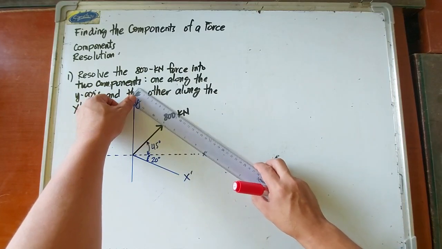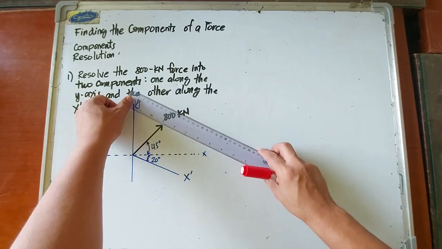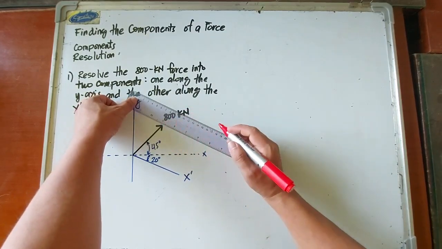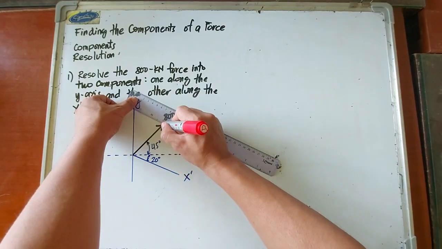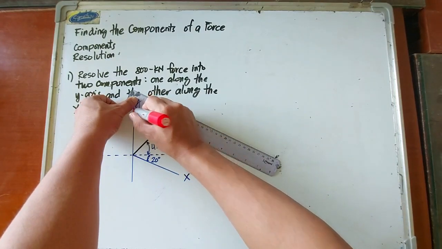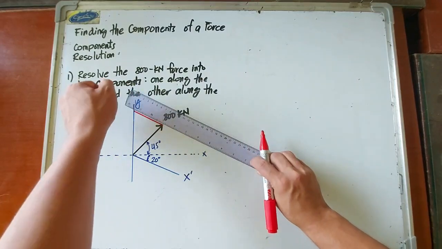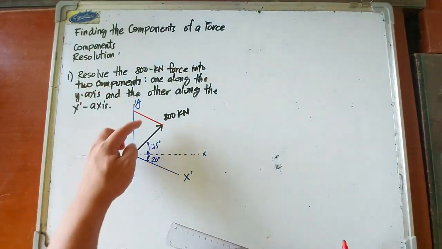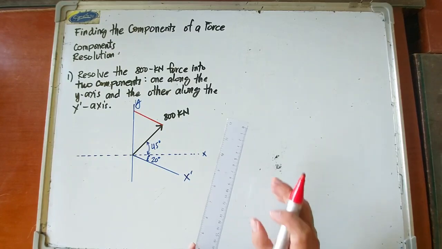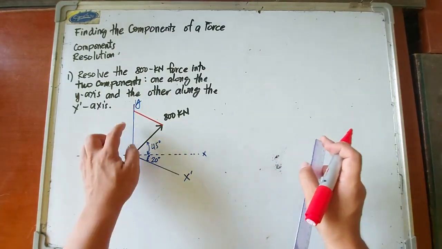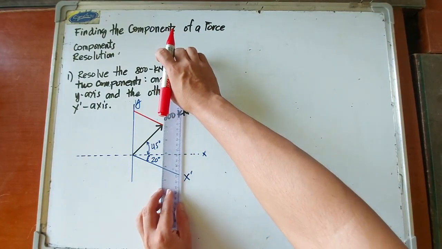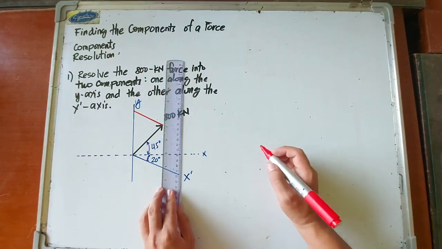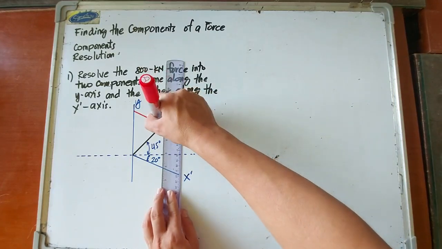So, drawing tayo ng parallel. Then we are going to form a parallelogram. So, a parallel line relative to the x prime axis that would intersect yung ating y axis. And then, we also draw a parallel line relative to the y axis, from the head of the 800 kilonewton force. So, drawing tayo ng parallel line.